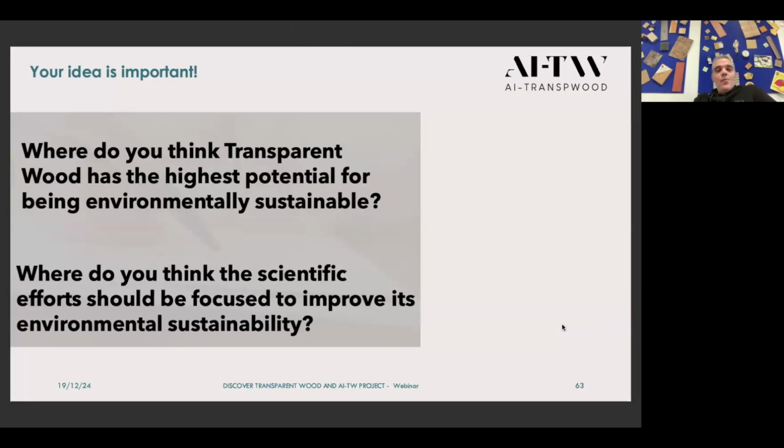We have other interactions. The next question is, let's suppose that transparent wood possesses sustainability features. Where do you think that the material has the highest potential for being environmentally sustainable?